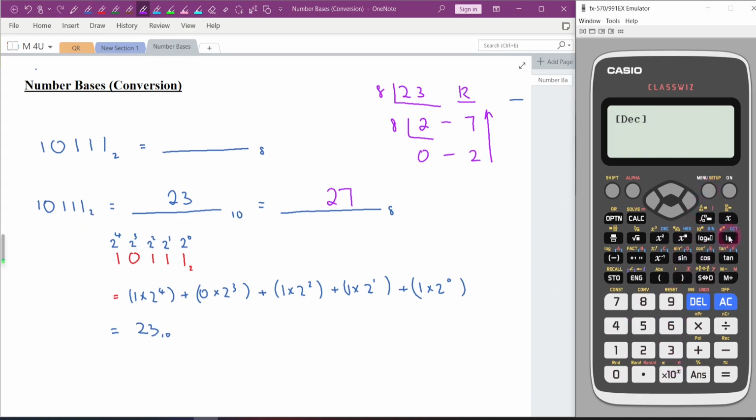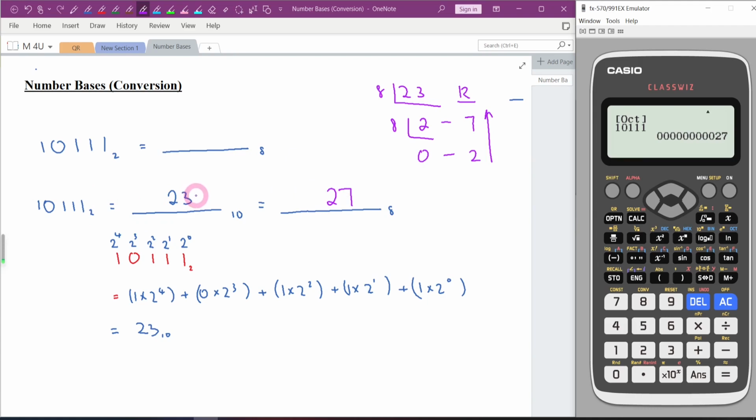Base 2, key in the number, base 2 first, 10111, press equal. Now I want to convert it to base 8. What do I need to do? Just press OCT here. 27 base 8. Okay, correct. So this is the way how we convert a number from base 2 to base 8.